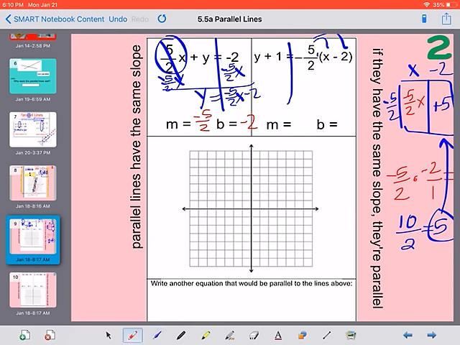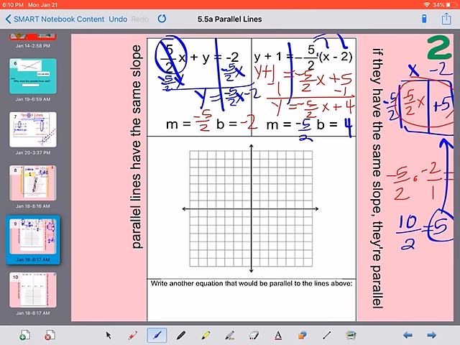So we have, right here, y plus 1 equals negative 5 over 2x plus 5. I got that from right here. And then we want y by itself, so I'm going to subtract 1. So we have y equals negative 5/2 x plus 4. So our slope is negative 5 over 2, and b is 4.